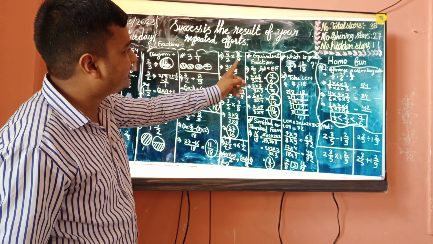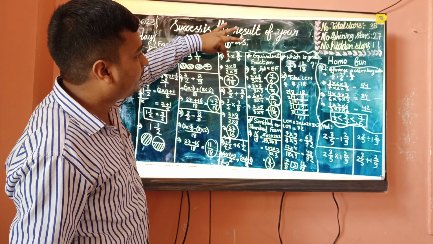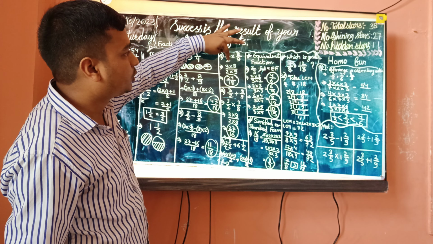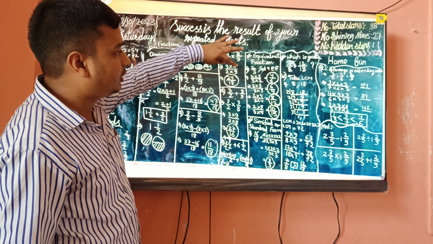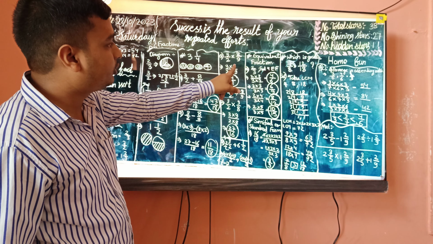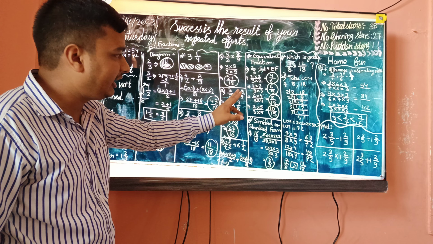Now multiplication, the process is same. Numerator into numerator, denominator into denominator. 3 into 8, 2 into 9. So 3 8s are 24, 9 2s are 18. Numerator into numerator, denominator into denominator, I will multiply, I got the answer.